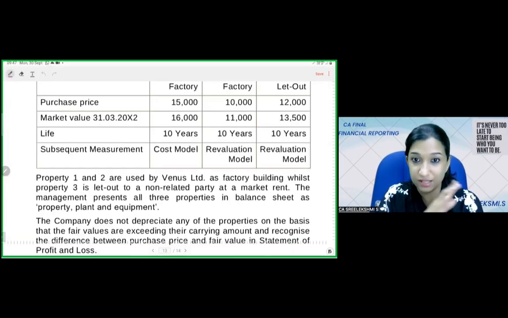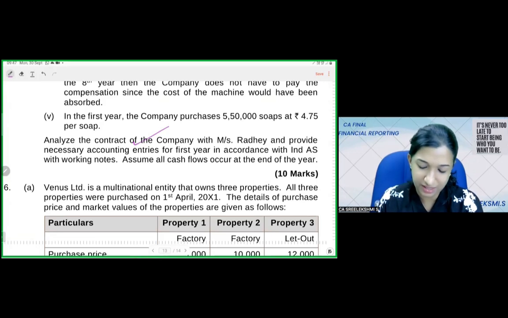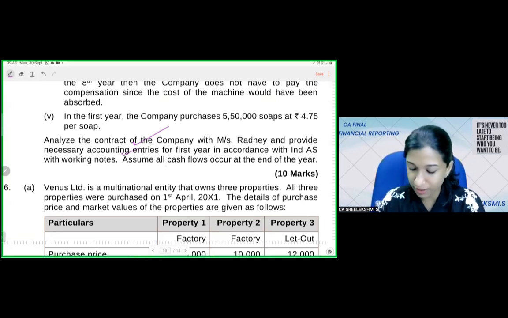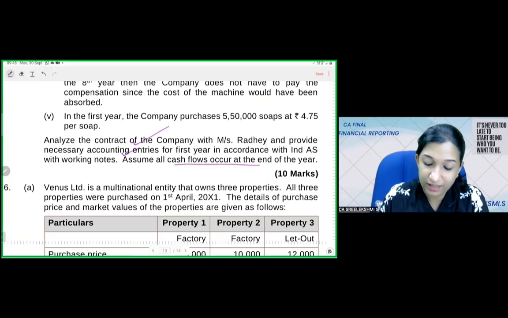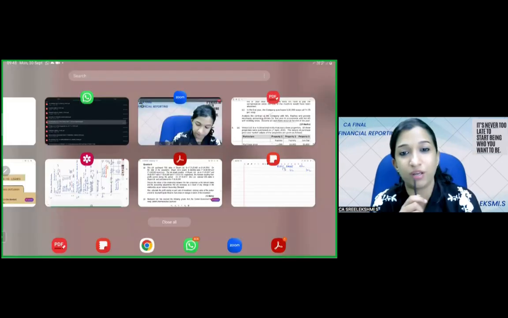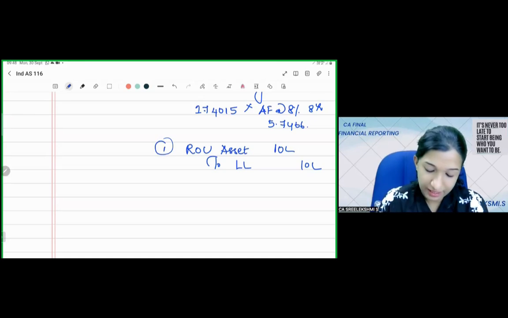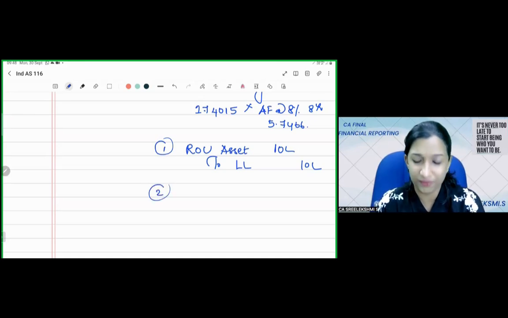Analyze the contract. This is not a purchase contract. This is a lease contract. And provide accounting entries for the first year. What are the accounting entries? This is my first accounting entry in the first year. Right? Second accounting entry is unwinding interest to lease liability.